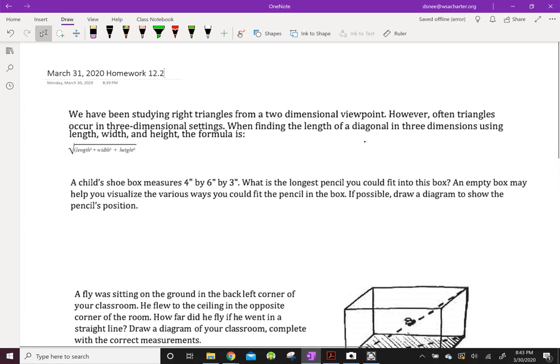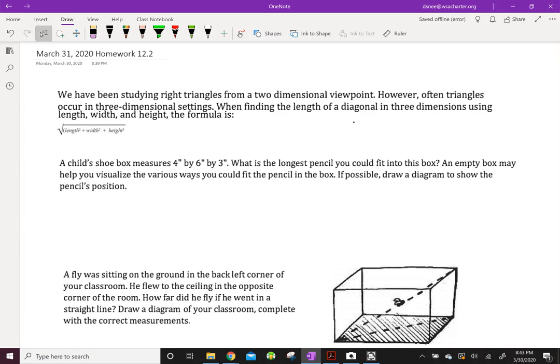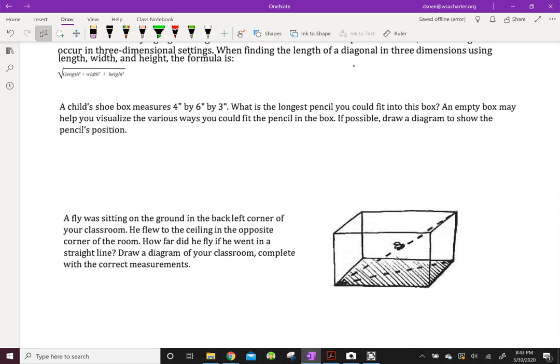But basically here, this right at the top, this is the same worksheet I just showed you. It says, we've been studying right triangles from a two-dimensional viewpoint. However, often triangles occur in three-dimensional settings, so they're not flat. When finding the length of a diagonal in three dimensions using length, width, and height, the formula is the square root of the length squared plus the width squared plus the height squared. So basically what that means is I don't have to use the Pythagorean theorem twice for these two different triangles.